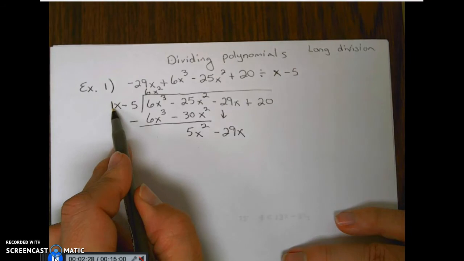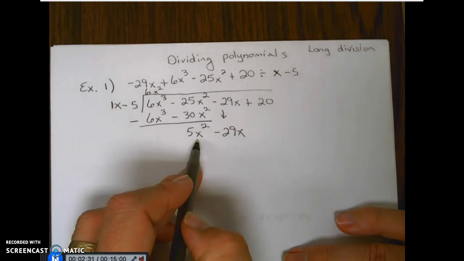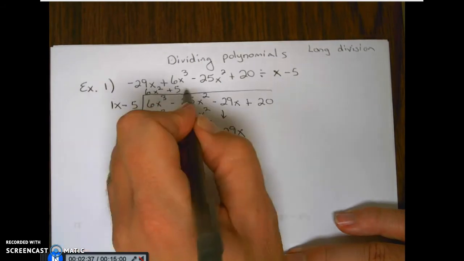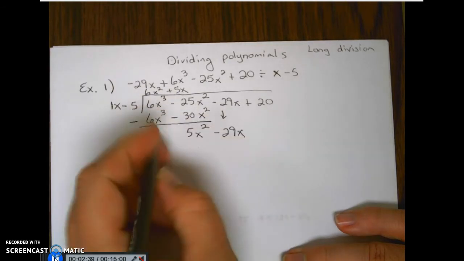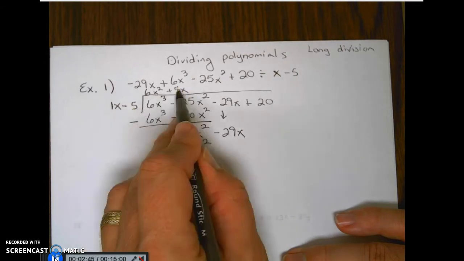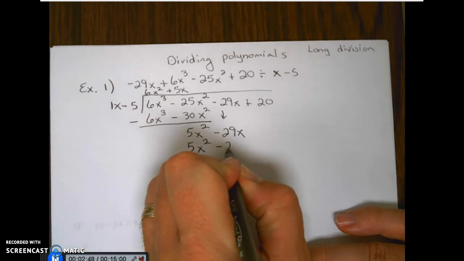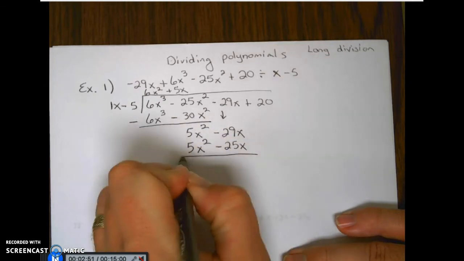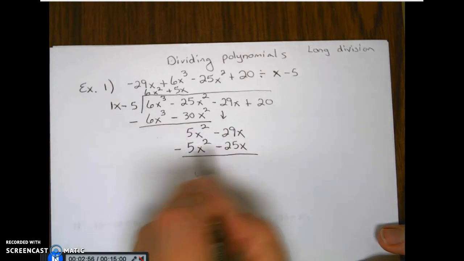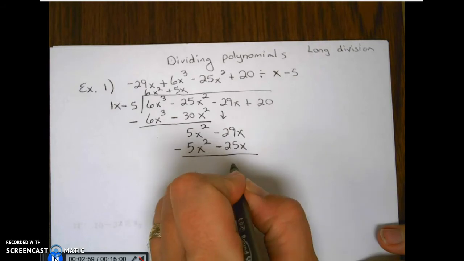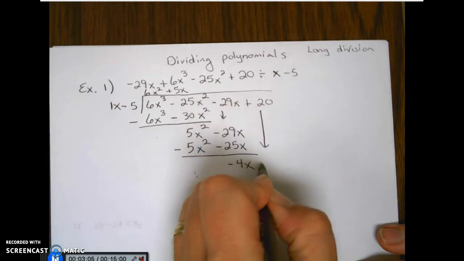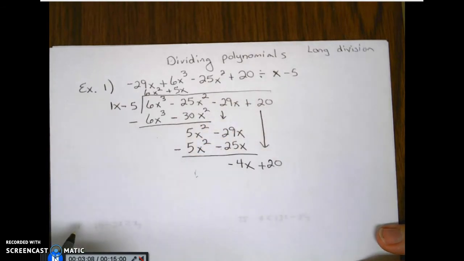So x times what is 5x squared? Well, 1 times positive 5 is 5, and x times x is x squared. And then we multiply it times the second one, we get negative 25x. And we subtract. So this gives us 0. And subtracting these, we get negative 4x. Bring down the next term. And we start the process again.